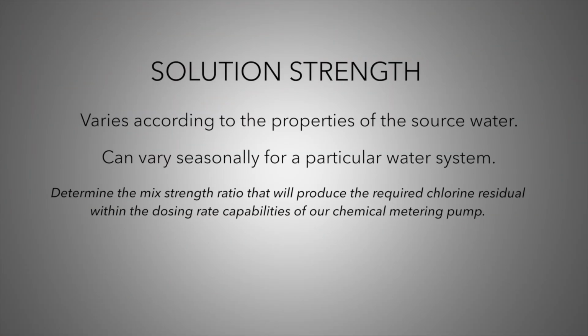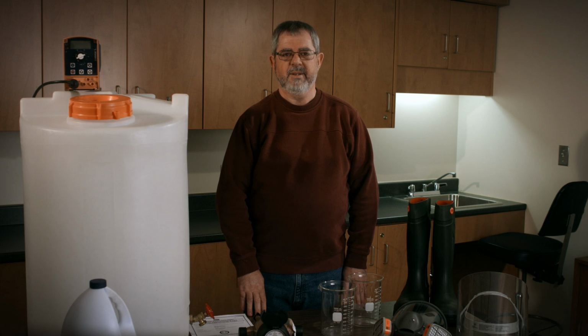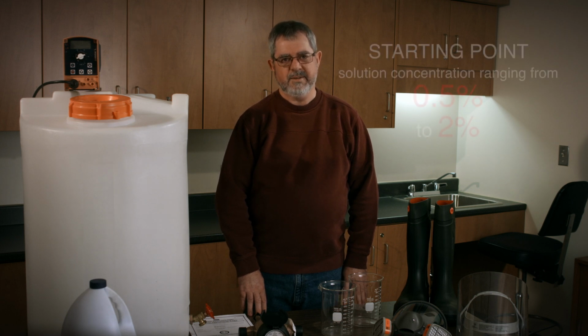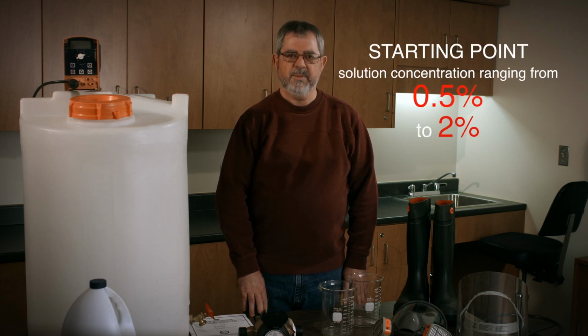The solution strength you require will vary according to the properties of the source water. It can also vary seasonally for a particular water system. You need to determine the mixed strength ratio that will produce the required chlorine residual within the dosing rate capabilities of our chemical metering pump. That is, our metering pump should be able to supply the required liters per hour of chemical to achieve the desired chlorine residual. As a starting point, we recommend a solution concentration ranging from 0.5% to 2%.